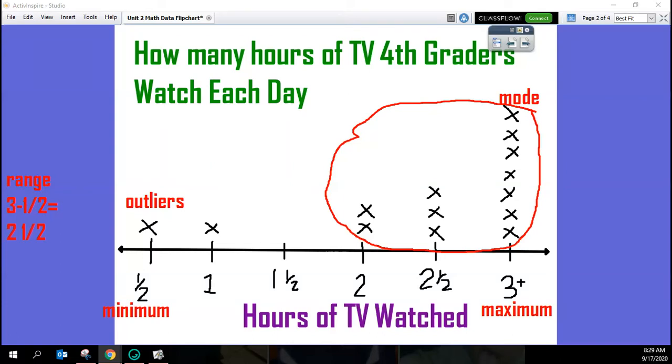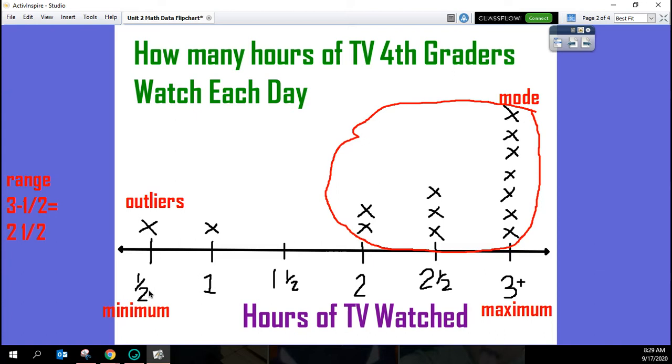Hi guys. Today I wanted to have a conversation about line plots. Okay. So we've been focused on data, which we know means information, and information is all around us. Right now, we are looking at some data about how many hours of TV fourth graders watch each day. We surveyed our homeroom classes, and this is our represented data from one of our classes.